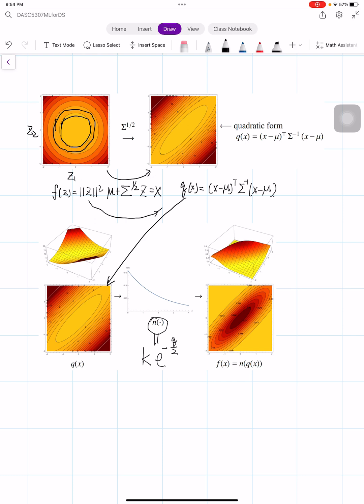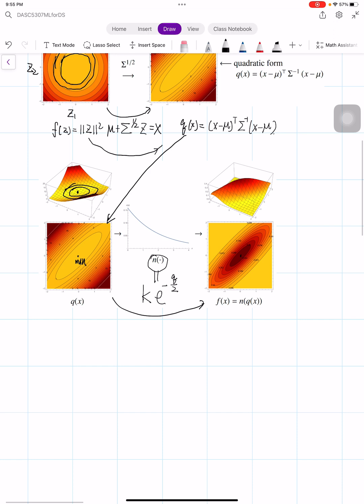So originally, you have this ellipse form with a contour plot that looks like this. This center part is the minimum point. But after this monotone decreasing transformation, the minimum point becomes the peak. So that's where we simulate the normal distribution.